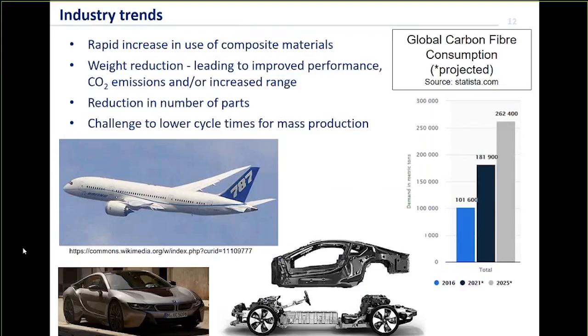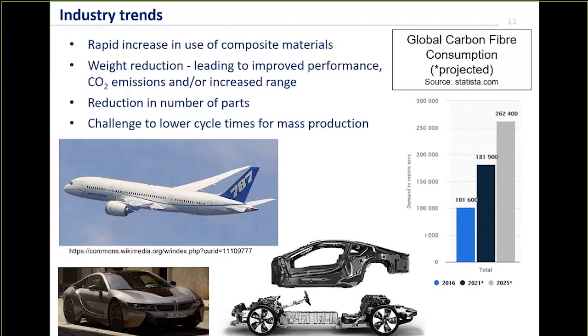As a result of this, we're seeing a rather rapid increase in the use of composite materials. If you look at the chart on the right, you can see a projection of the expected growth in the consumption of carbon fibre over the next few years.